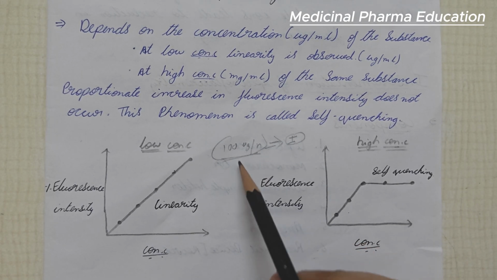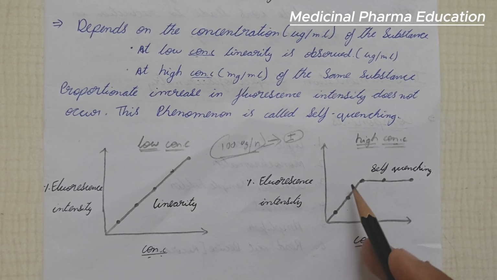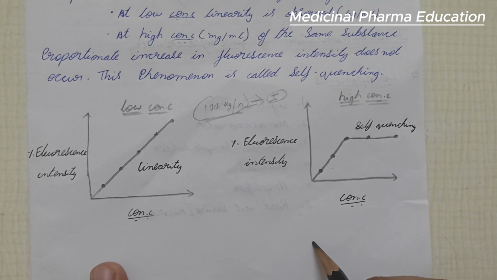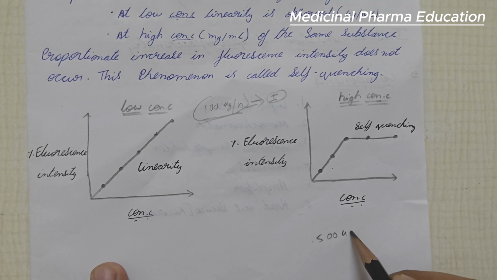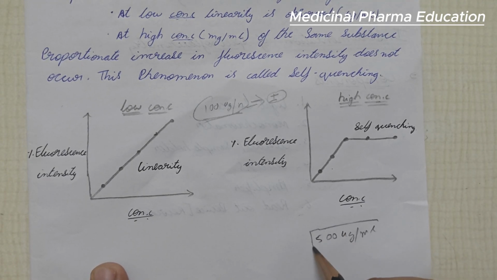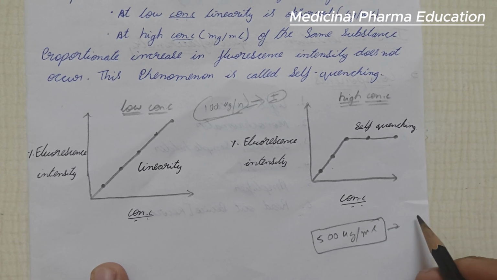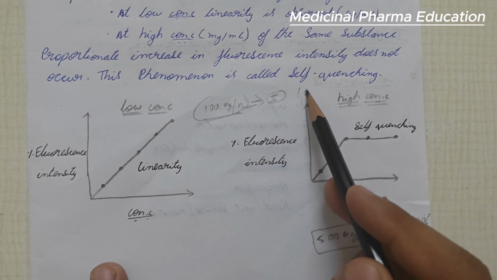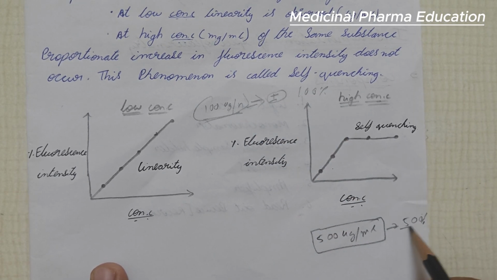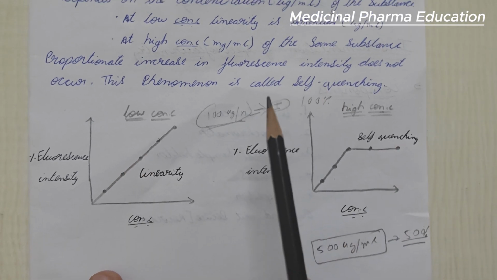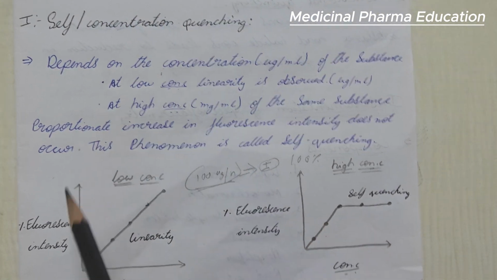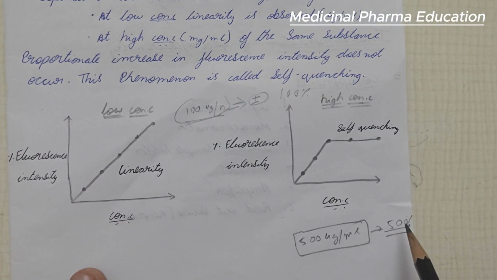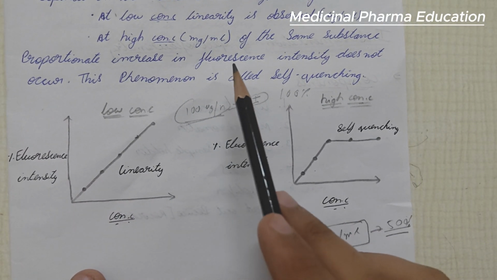If we take a higher concentration, what is happening? Here we are taking like 500 microgram per ml. Here if we get 100% of intensity, we should get 500% of intensity. But in self quenching, in this concentrated quenching, we are not getting the 500%. That's what it is telling.